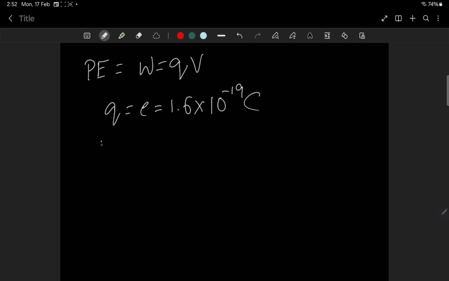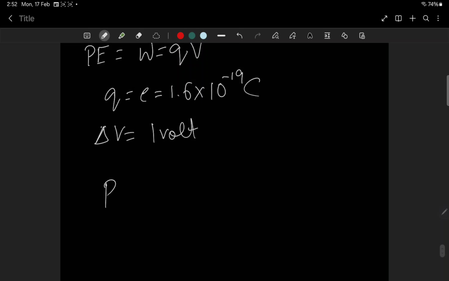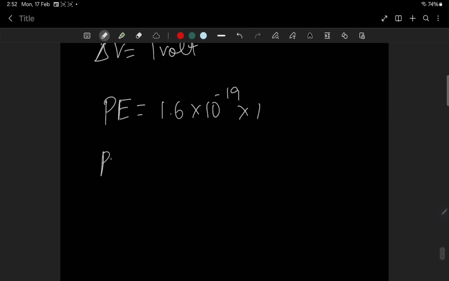And if I'm accelerating this electron through a potential difference, that is delta V of 1 volt, then I can write that the potential energy of that electron is equal to 1.6 into 10 raised to minus 19 into 1. That's equal to, potential energy is equal to what? 1.6 into 10 raised to minus 19 joule. Right? You can write it, right?